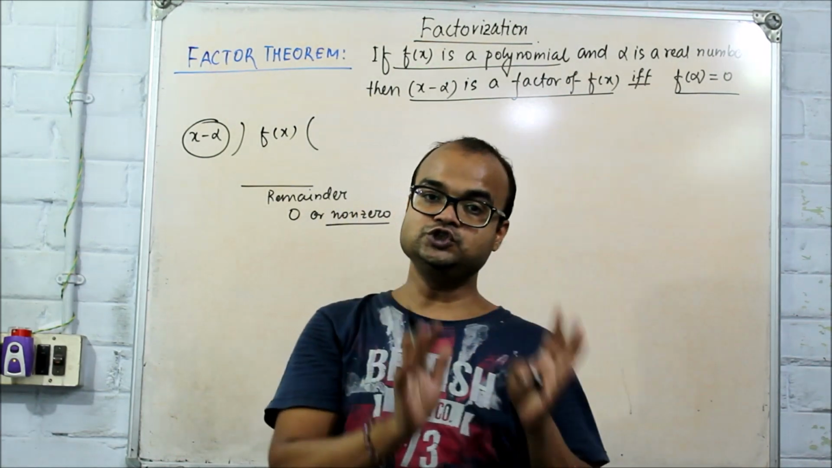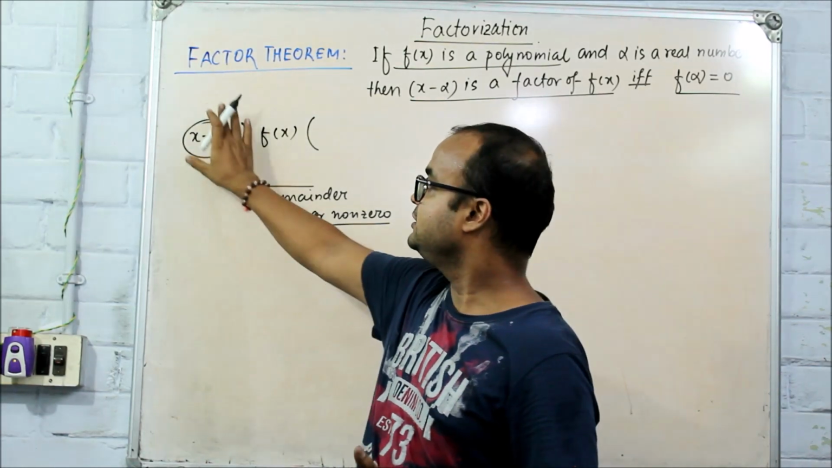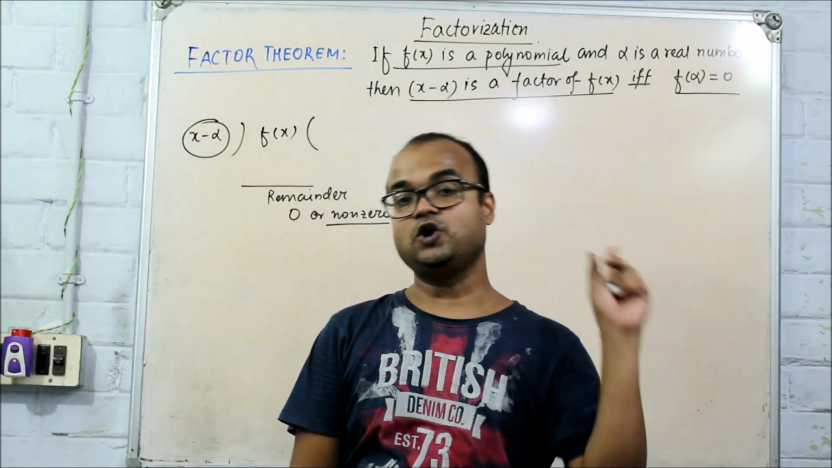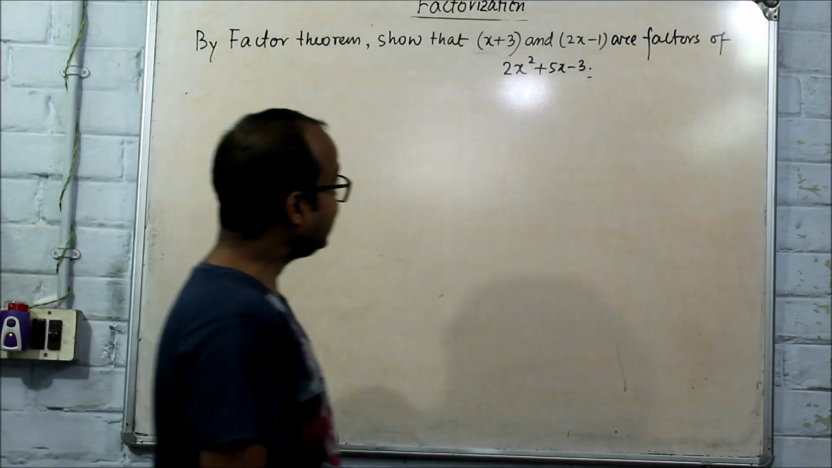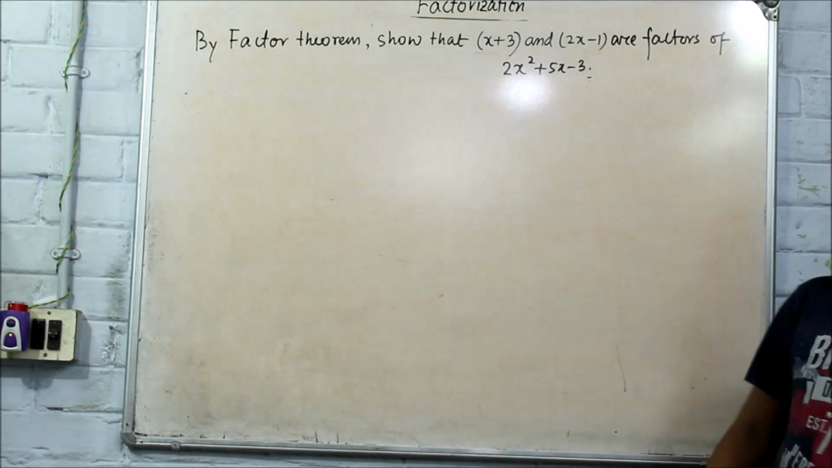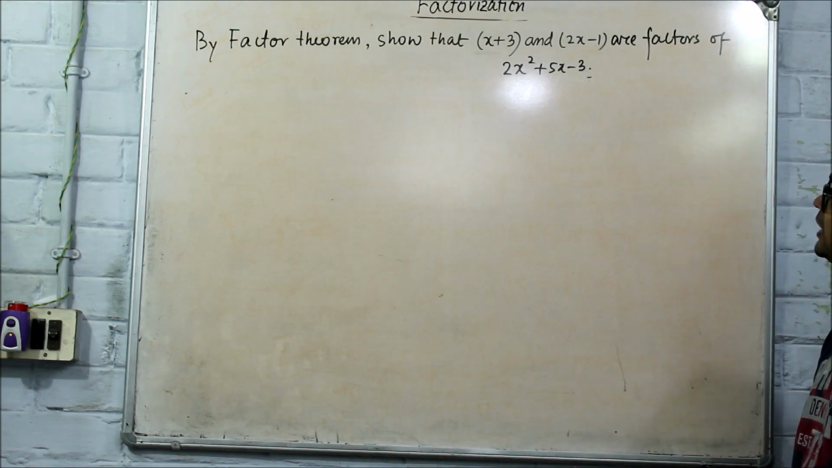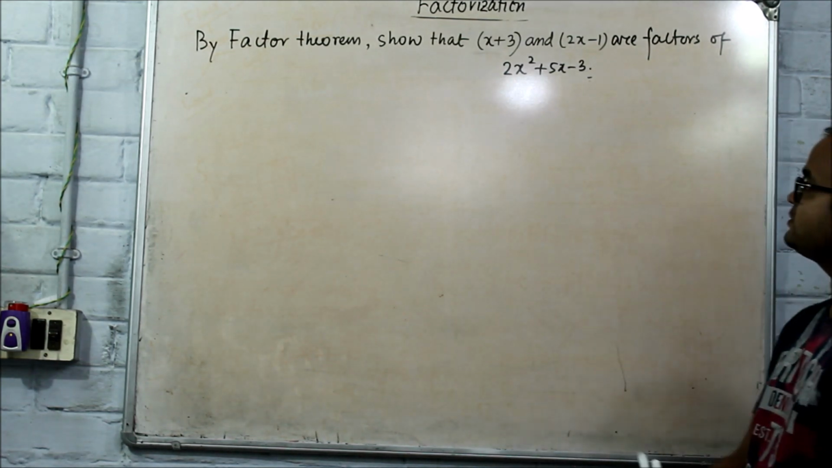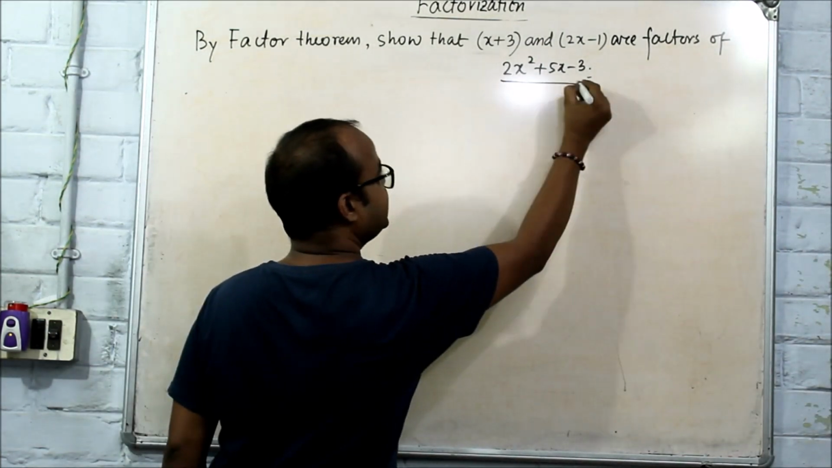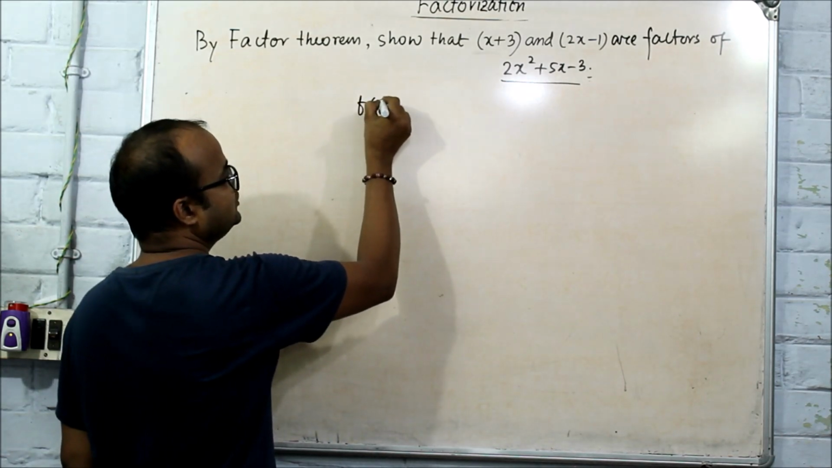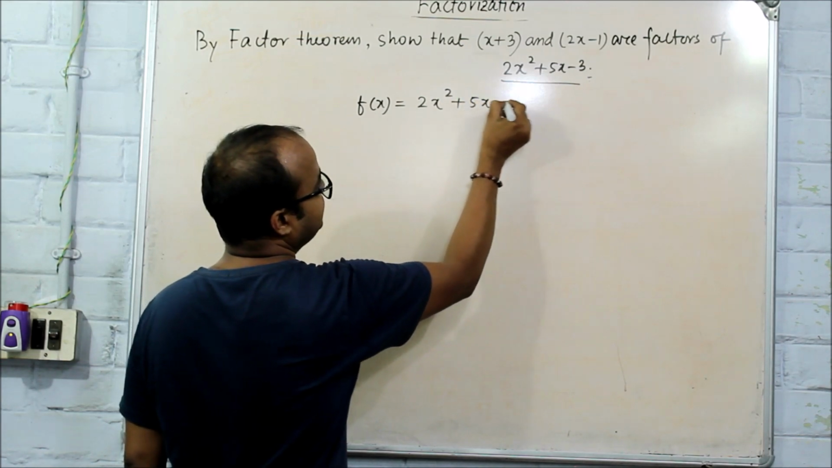Clear? So non-zero or 0, it is a part of a remainder theorem. If it is 0, then this divisor will become a factor of the given polynomial. Now let us discuss one problem. Using factor theorem, show that x plus 3 and 2x minus 1 are factors of 2x square plus 5x minus 3. So first we represent this polynomial as f(x). So f(x) is equal to 2x square plus 5x minus 3.